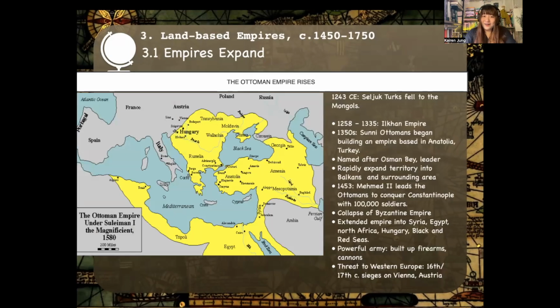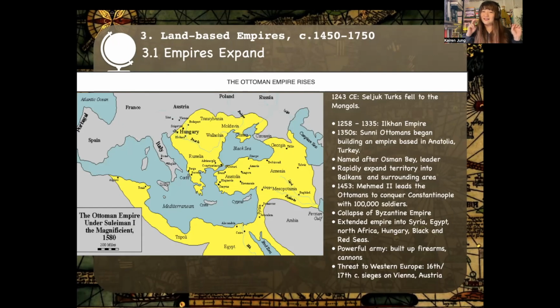Now let's look at how the Ottoman Empire came to power. In 1243 CE, the Seljuk Turks fell to the Mongols. In 1258, all the way through to 1335, you had the Ilkhan Empire. In the 1350s, the Sunni Ottomans began building an empire based in Anatolia, Turkey, and it was named after Osman Bey, the leader. They rapidly expanded the territory into the Balkans and the surrounding area until 1453.